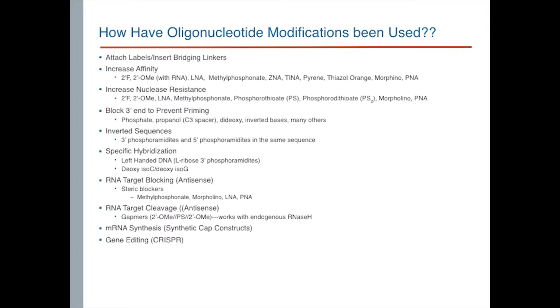In the antisense arena, there's steric blockers, there's methylphosphonates, morpholinos, LNAs, PNAs. There's cleavers that utilize endogenous RNase H activity so that when the oligos hybridize, it cleaves with RNase H activity the RNA target. Those are called gapmers. And then additionally, synthetic RNAs, I'll talk about that at the end, and gene editing using CRISPR, using other kinds of oligos and oligo analogs.